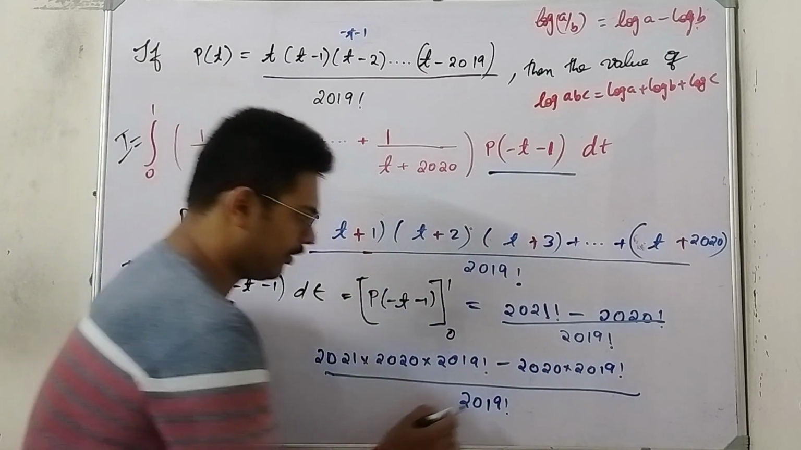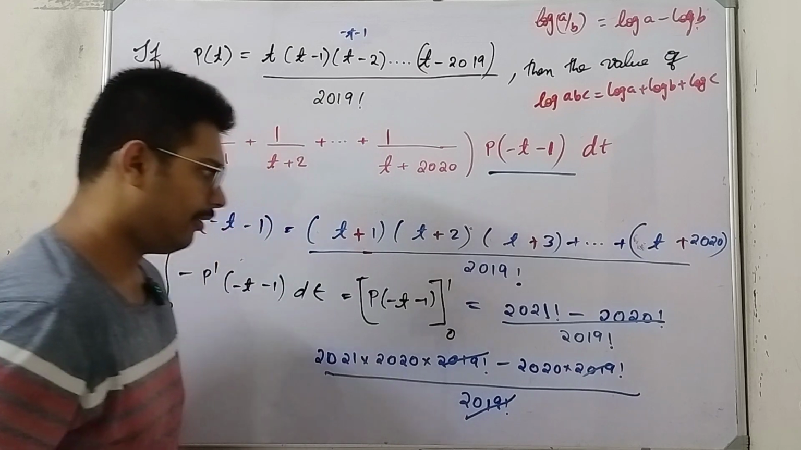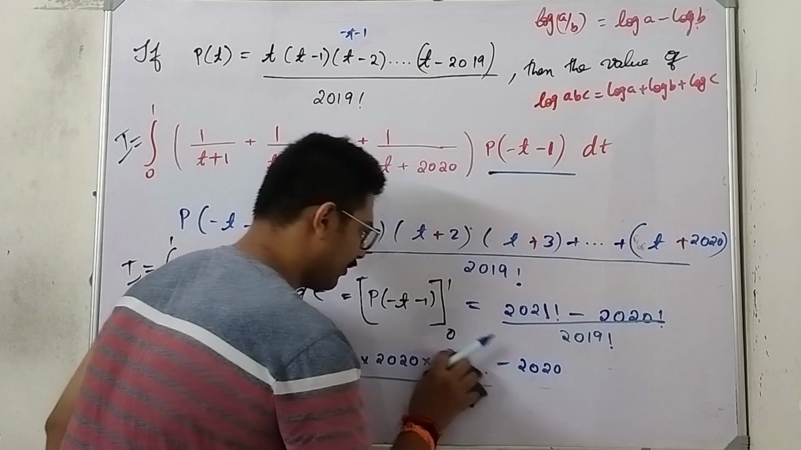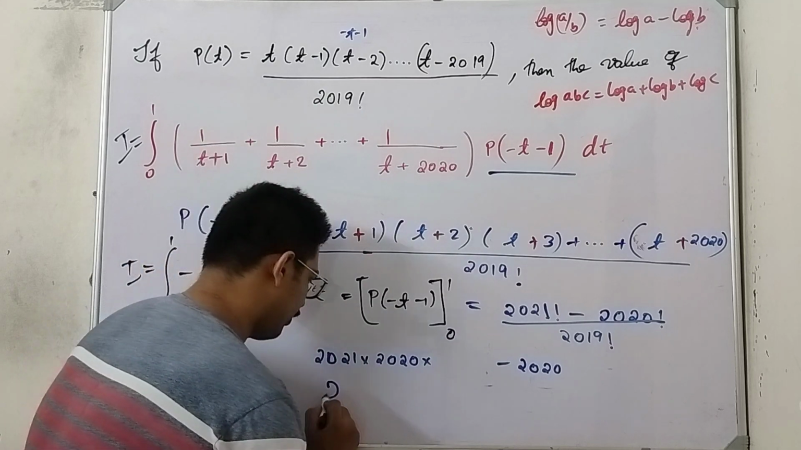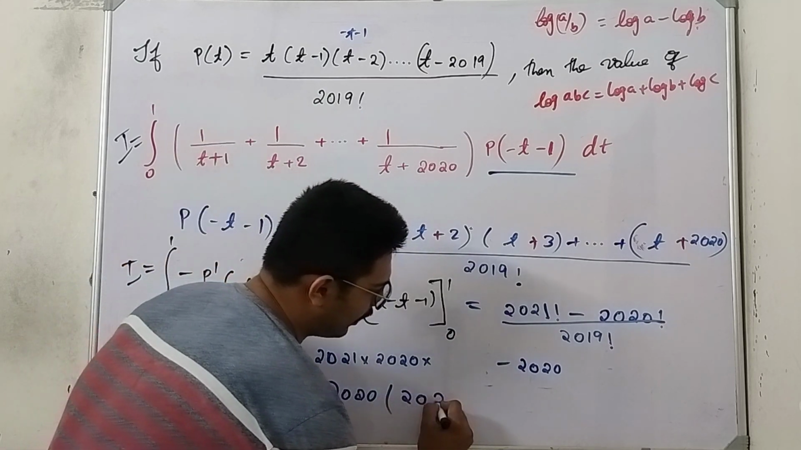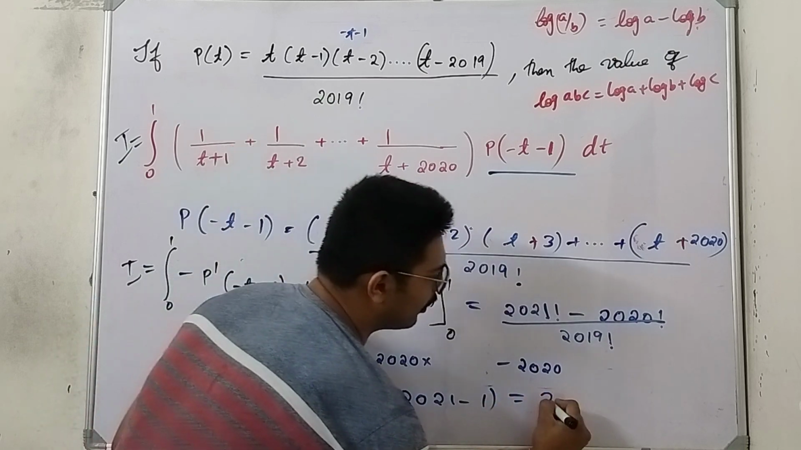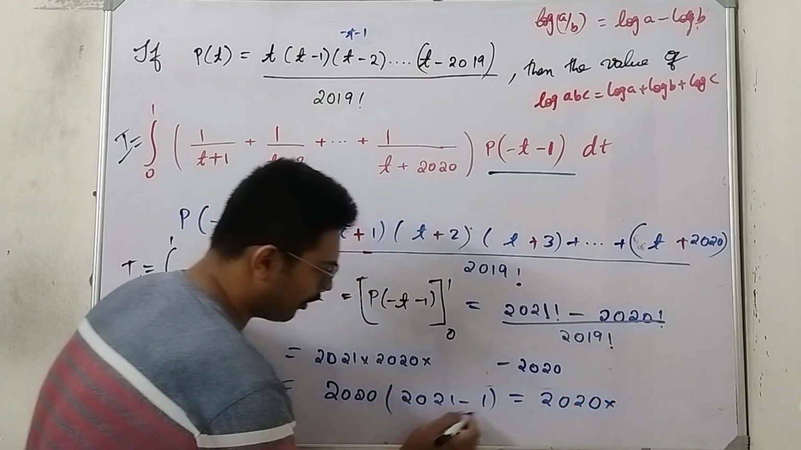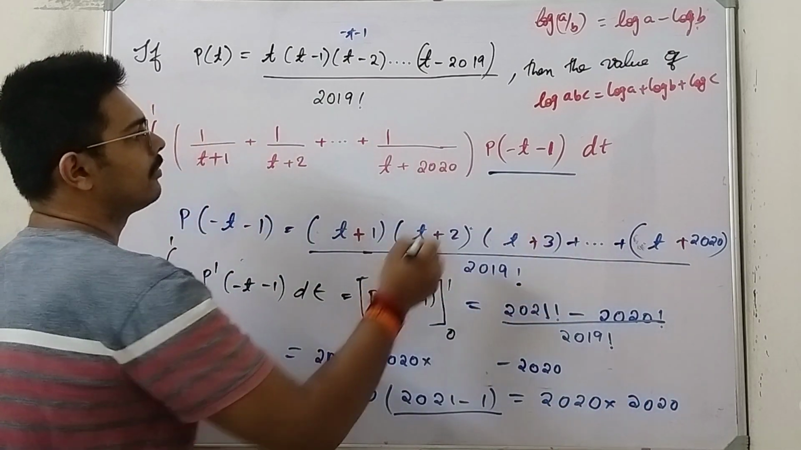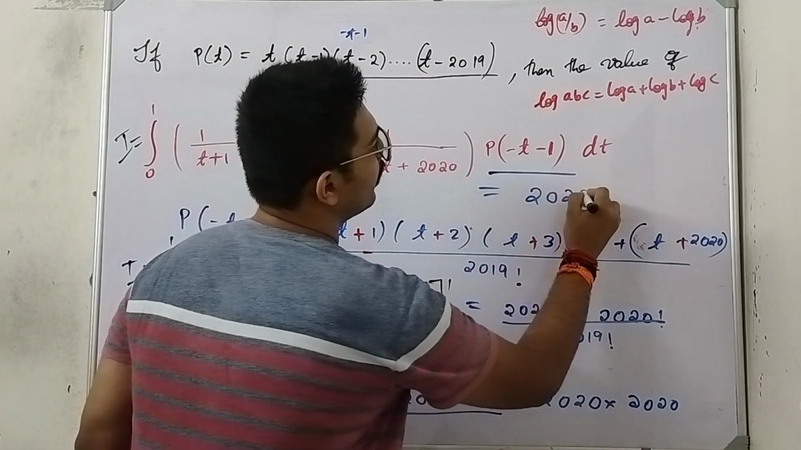You can take 2019 factorial common and cancel. Now this is the remaining value. From here you can take 2020 common. This will be equal to 2020 into 2021 minus 1, which is 2020. So our final answer is 2020 square.